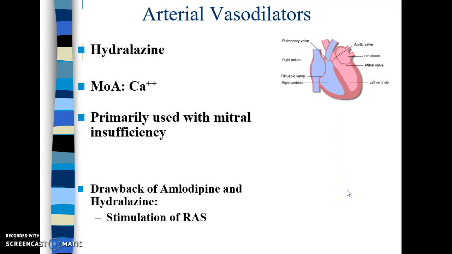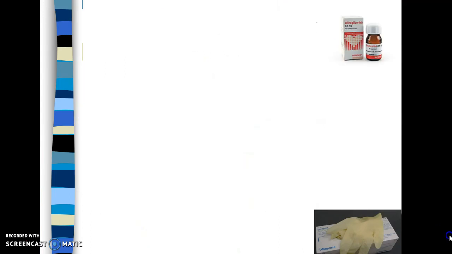The drawback of both amlodipine and hydralazine is that they still allow for stimulation of the renin-angiotensin system. When the blood pressure does drop down from these vasodilators, then the renin-angiotensin system is going to respond to that decrease in blood flow through the kidneys. And we'll talk about why that is a problem as we go along through these vasodilators. So those are the arterial vasodilators.